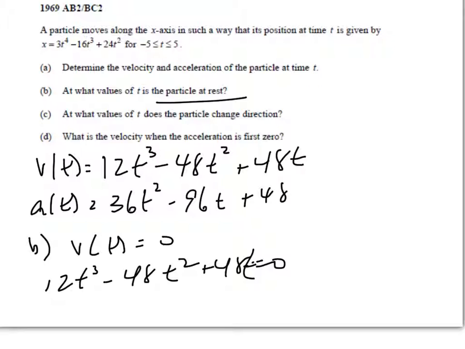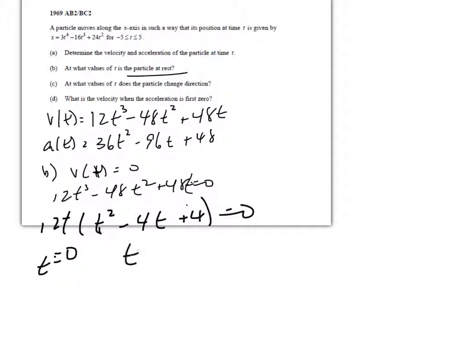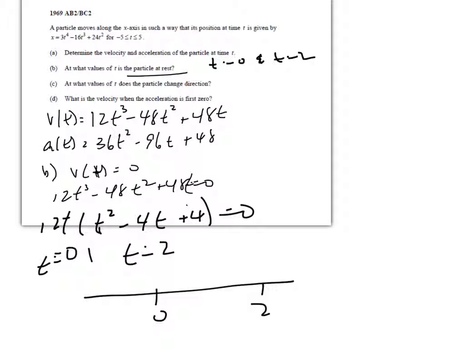So, particle at rest means v of t is equal to 0, so you have 12t to the third minus 48t squared plus 48t is equal to 0, and now we're going to factor. So we take out a 12t, and you're left with t squared minus 4t plus 4 is equal to 0. That gives you t is equal to 0 and t is equal to 2 when you're done with that side. So on our number line for the velocity, we have 0 and 2. Those are the two times that it's at rest. So when t is equal to 0 and t is equal to 2.